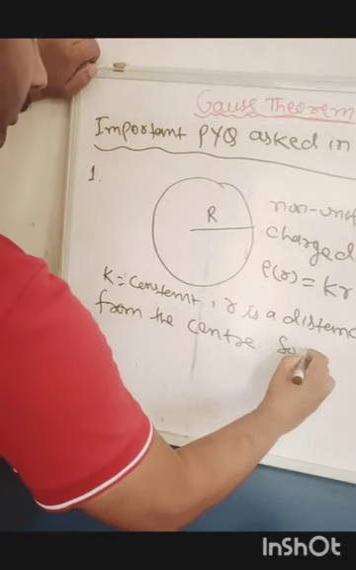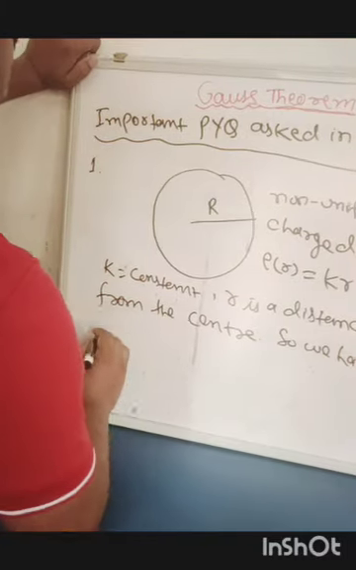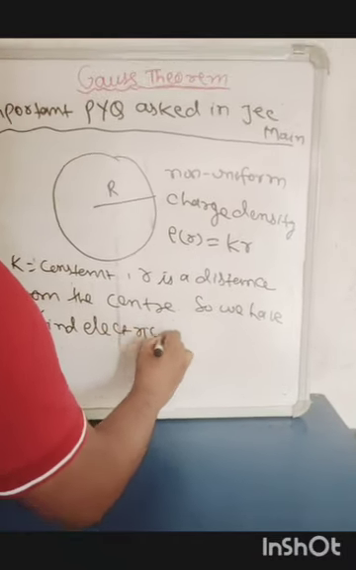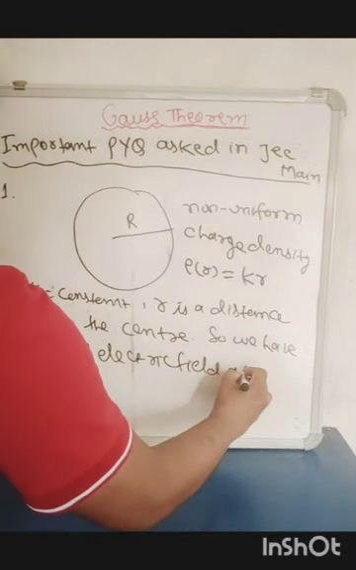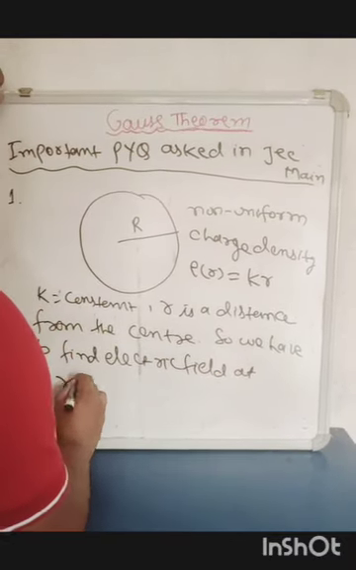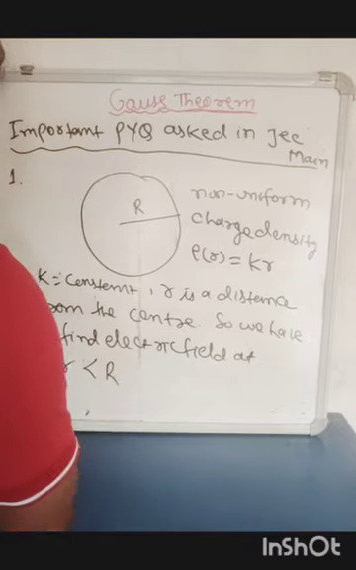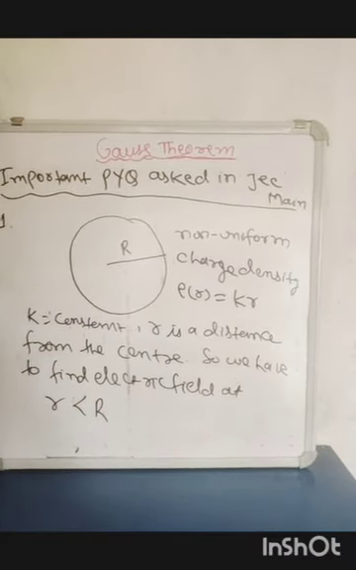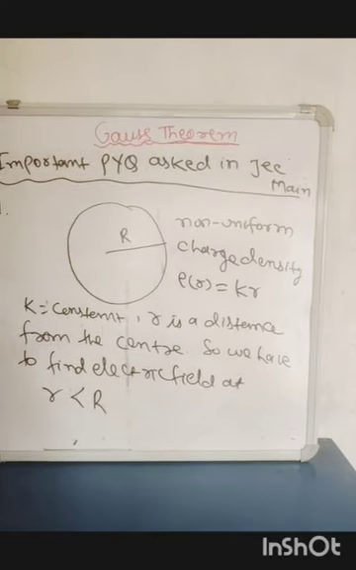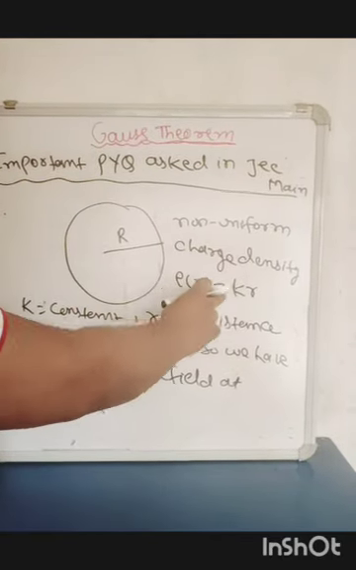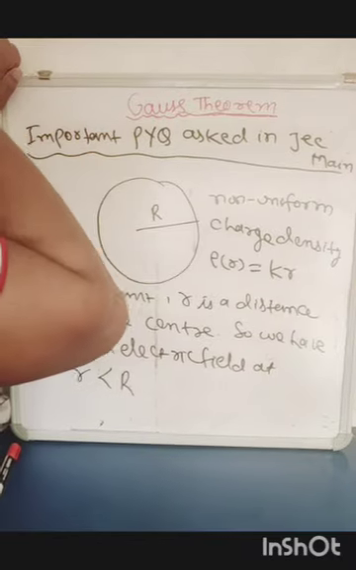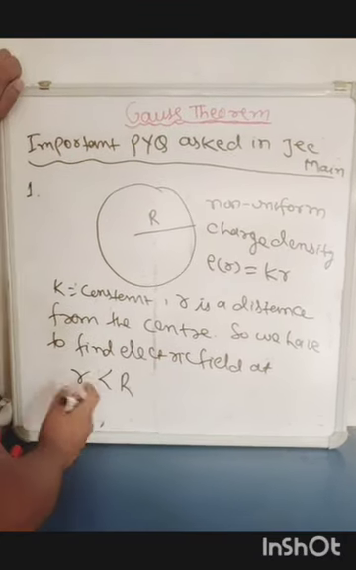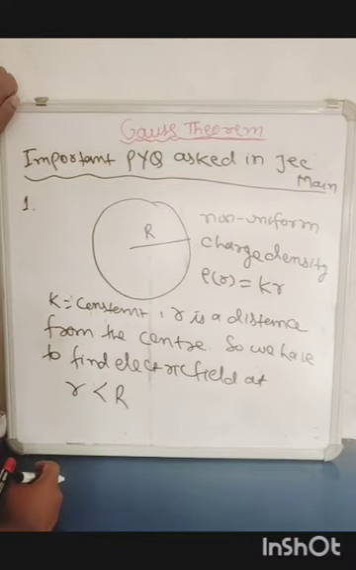We have to find the electric field at r, where r is less than capital R. Now let me explain the question. This is a sphere of radius capital R with non-uniform charge density rho of r equals k r, where k is any constant and r is the distance from the center. We have to find the electric field at r, where r is less than capital R.